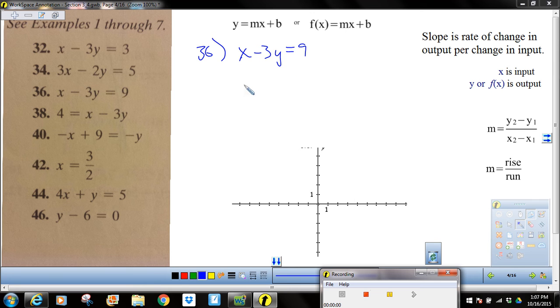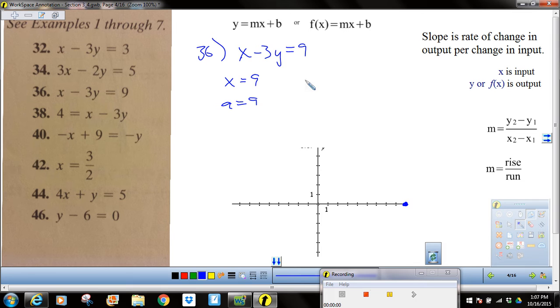Okay, this is number 36. Because 1 and -3 both go evenly into 9, I think the x and y intercepts will be easy to find. The x-intercept, if I let y be 0, would be x equals 9. 1, 2, 3, 4, 5, 6, 7, 8, 9. I wouldn't have thought that would have been on there, but I guess it was.